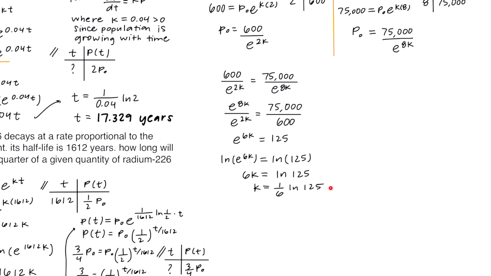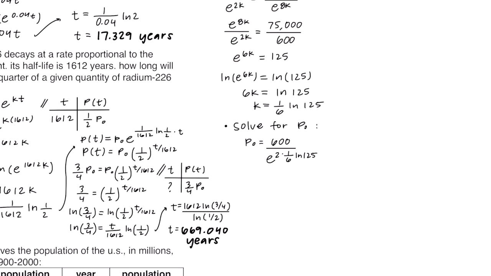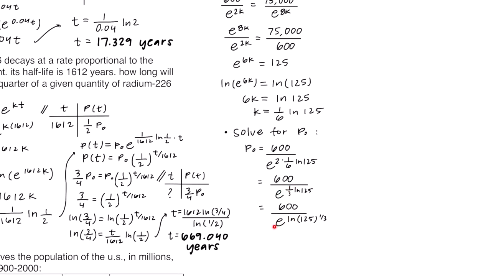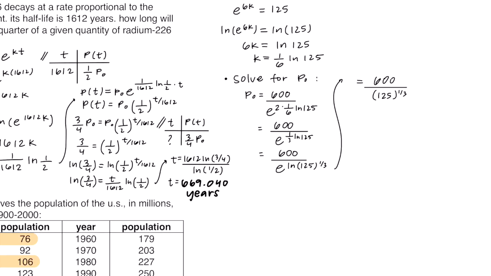So at this point, we're going to take this k value and plug it into either one of these equations, it doesn't matter which one, to then solve for p naught. So I'm going to take this and plug it into this one on the left. The numbers are a little bit smaller. So we get p naught equals 600 over e to the 2 times k. So the 2 and 6 reduce, we get 1/3. And then we're going to move this 1/3 up into the exponent. The e and the ln undo each other, and then we just have 125 to the 1/3 in the denominator. And the cube root of 125 is just 5. So we end up getting 120 for the initial population.